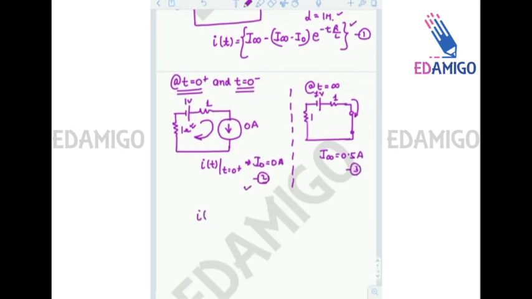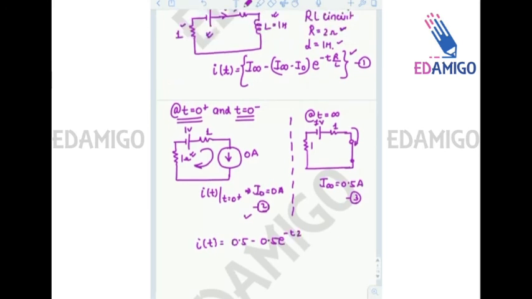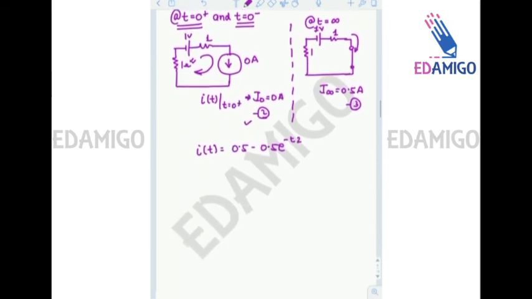So we can say that I(t) is equal to 0.5 minus 0.5 e to power minus t R by L, where R by L is 2. We have already seen that: R is 2 ohms, L is 1 Henry. So it is 0.5 times (1 minus e to power minus 2t). Now at t equals to 0.5 seconds, I(0.5) is equal to 0.5 times (1 minus e inverse). So that is equal to 0.316 amperes.